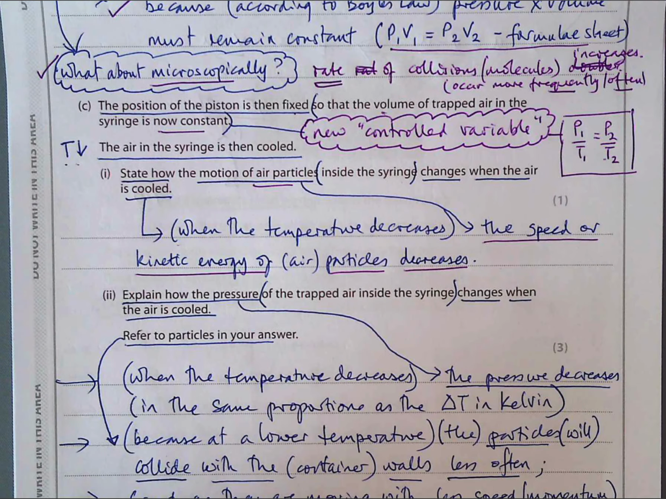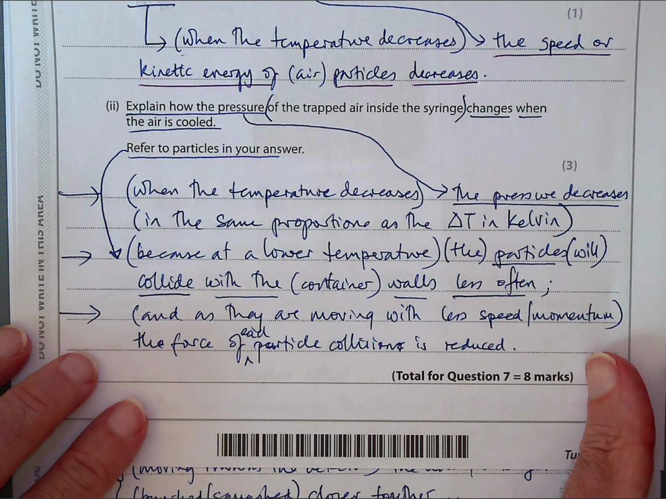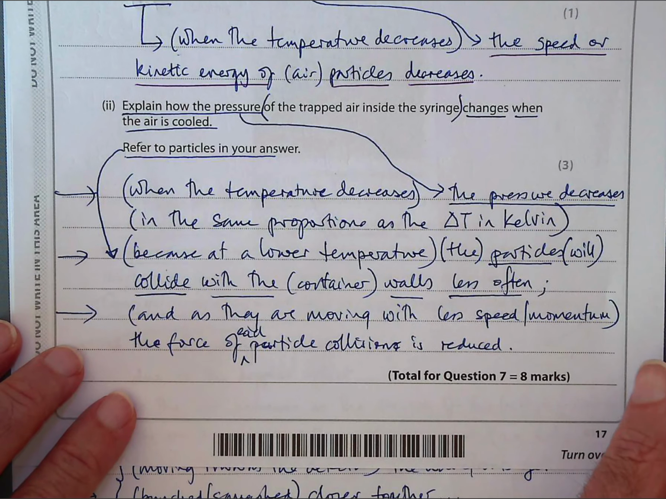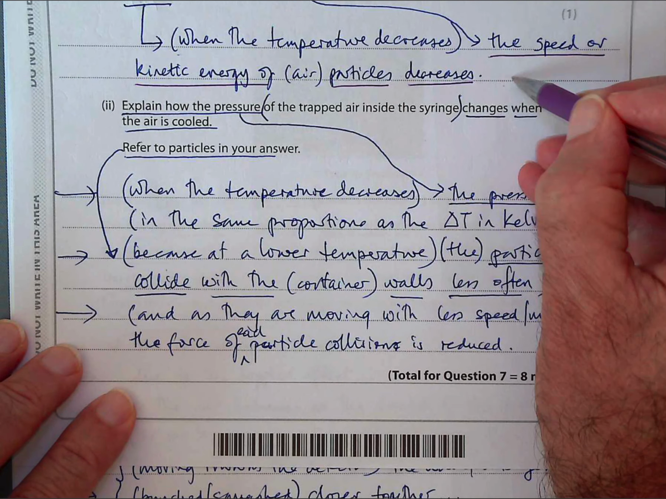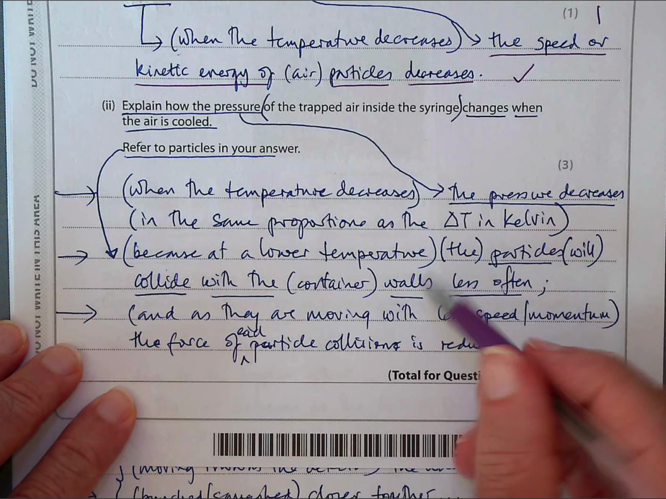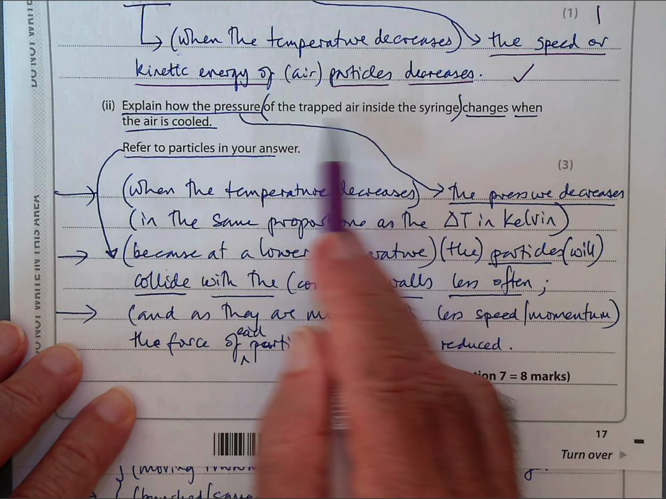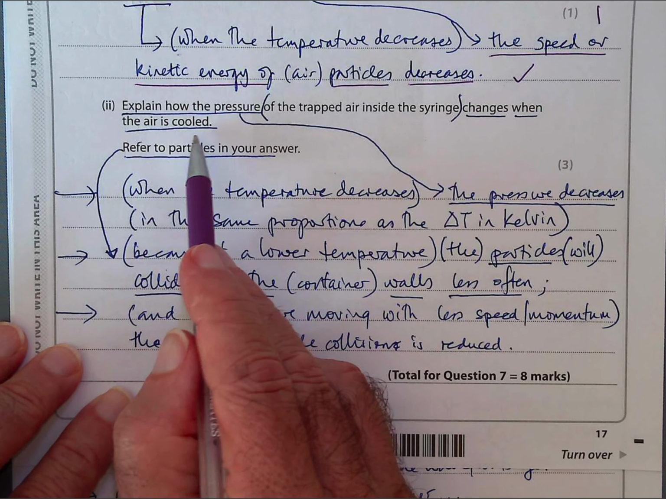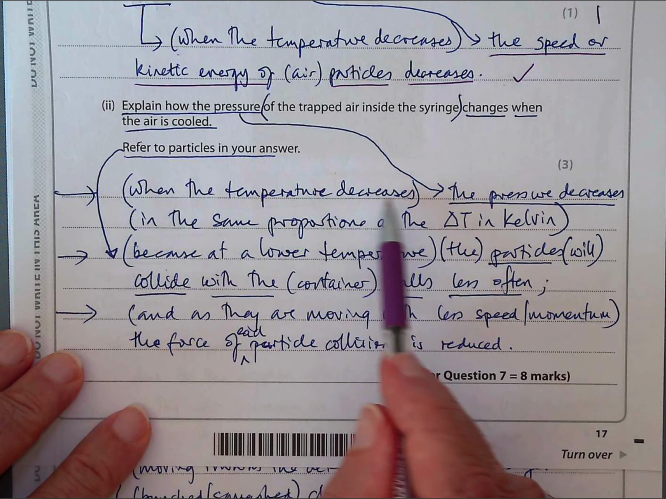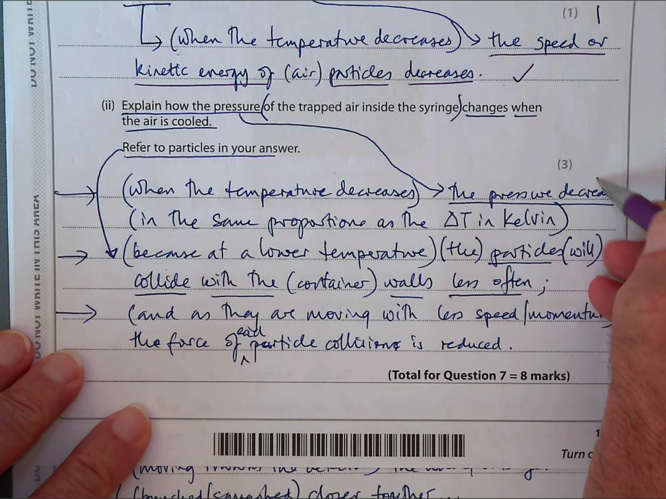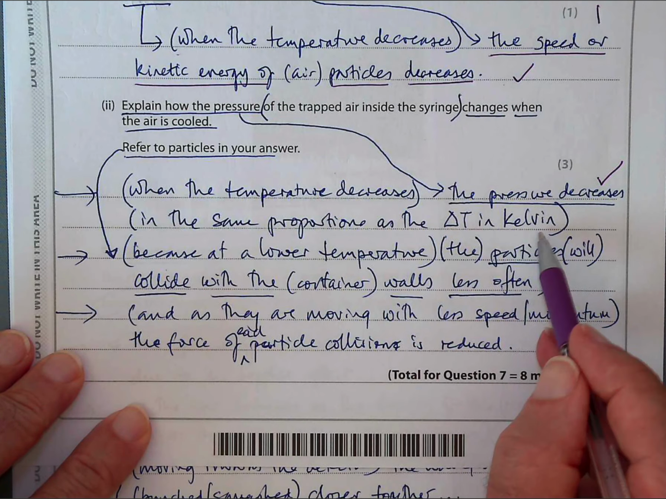These are the key terms. Anything in brackets is just clarification. In a model answer, I would put the bit in brackets when you're revising. Explain how the pressure, so that's your 1 mark there. Okay, explain how the pressure of the trapped air inside the gas, remember it's a fixed amount of gas, changes when the air is cooled. Okay, refer to particles in your answer. So when the temperature decreases, the pressure decreases. 1 mark. Okay, when the temperature decreases, the pressure decreases in the same proportion as temperature.